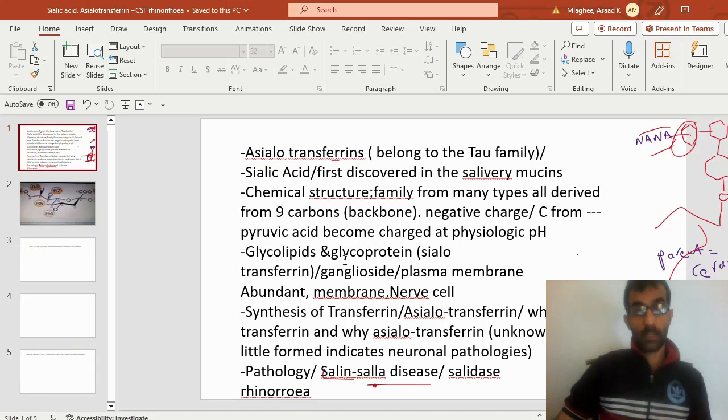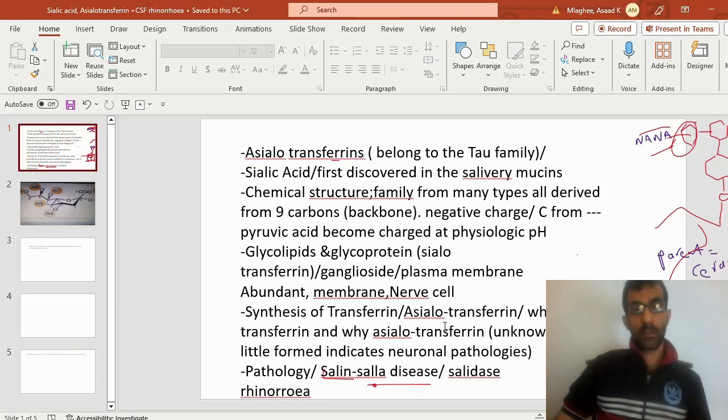For the form of glycoprotein, this is the type, sialotransferrin or asialotransferrin. This is a type of glycoprotein. Synthesis of transferrin: in the blood there is one form, called transferrin, that means the protein transferrin with sialic acid. Whereas in the CSF, cerebrospinal fluid, there are two forms, asialotransferrin and sialotransferrin. That means there is transferrin with sialic acid and transferrin without sialic acid.